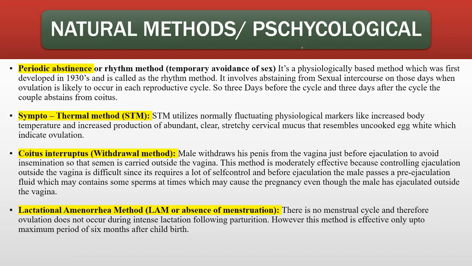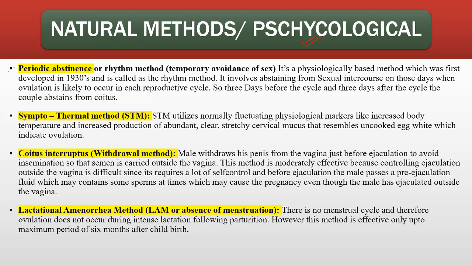Okay, natural methods are psychological, which means the reproductive co-partners have to incline more towards psychological control. They have to be psychologically fit, along with being physically fit. So the natural methods: periodic abstinence, or the rhythm method. This is known as what? Rhythm method or periodic abstinence.